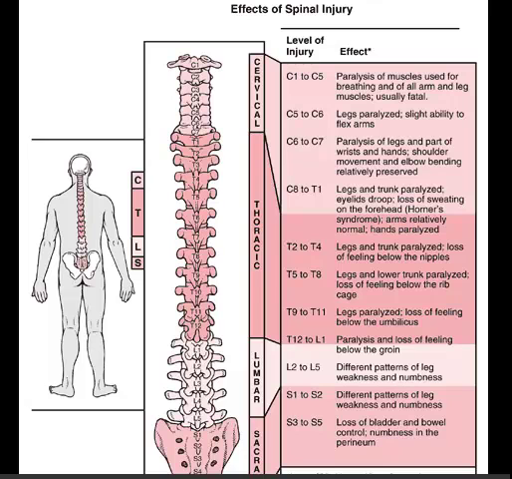I brought up this slide because this has the effects of spinal cord injury on the specific level of the spinal cord, such as the cervical. We'll have paralysis of the muscles used for breathing and all of the arm and leg muscles, usually C1 to C5, usually fatal, especially the C1 to C2. C5 to C6, it kind of narrows them down a little bit. The legs are paralyzed, slight ability to flex the arms.